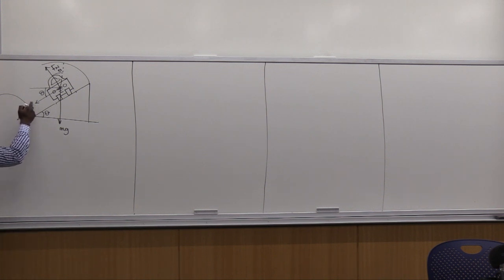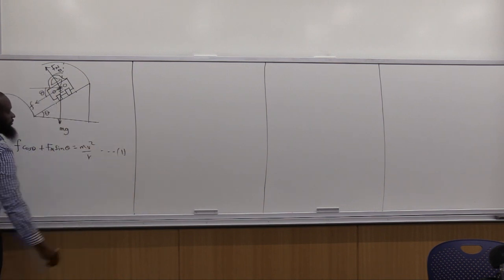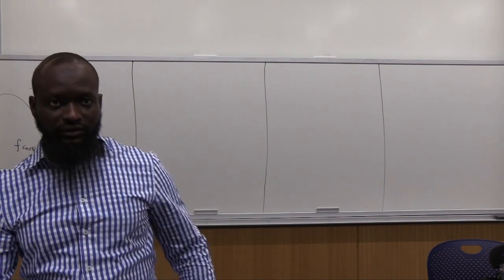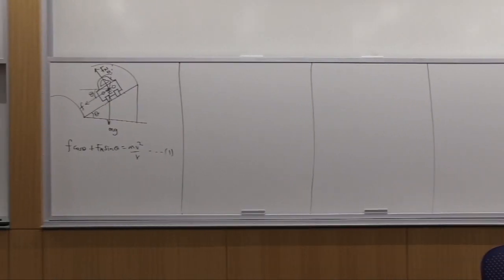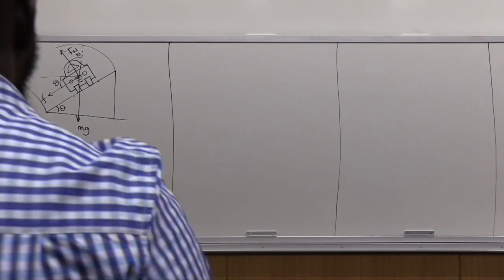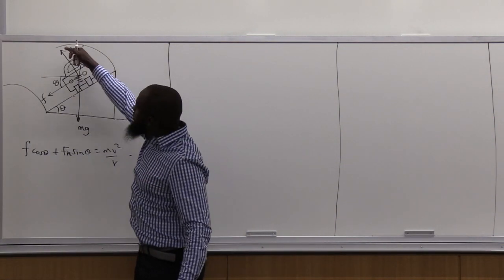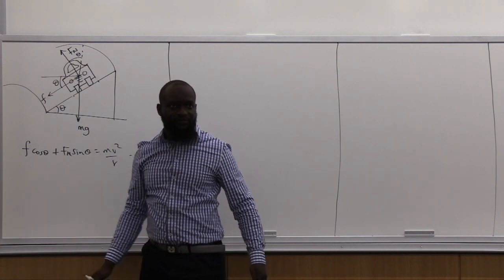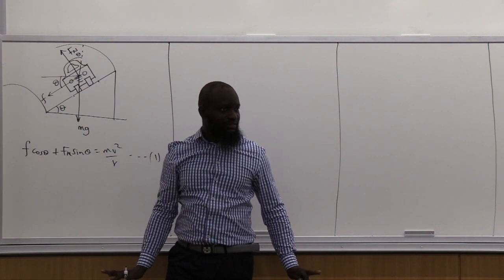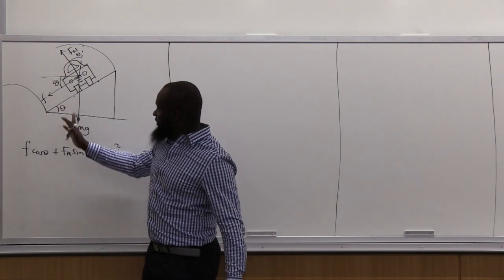So the frictional force cosine theta, plus normal force sine theta, equals mv squared over r. I call that equation 1. Do we all understand that? Let me bring this right here, because I want to focus on that one. Frictional force cosine theta plus normal force sine theta is what furnishes the centripetal force, mv squared over r. Are we good with that? Yes, this theta is the same as this theta.